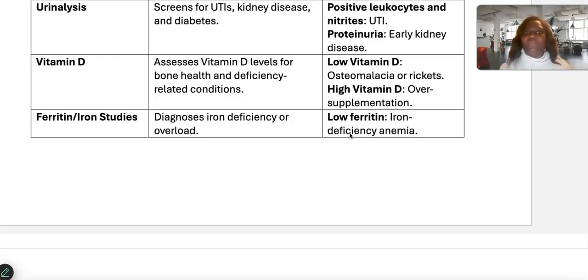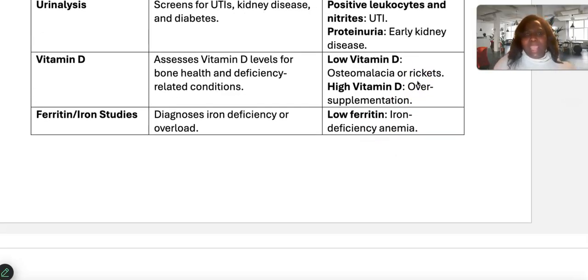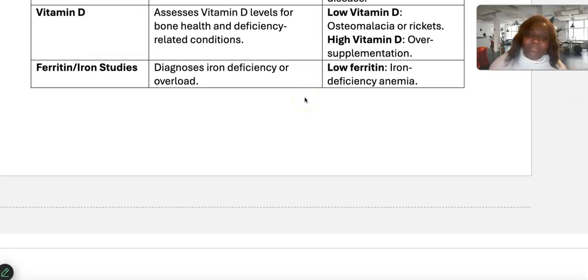Urinalysis screens for UTI, kidney disease, and of course diabetes. So now when we have urinalysis, when we have positive leukocytes and nitrites, it definitely means that the patient has UTI. When we have proteinuria, it means it's early kidney disease. And don't get me wrong too, if you have a little bit of protein in your urine, don't drive yourself crazy. People with hypertension who are taking hypertensive medication tend to spill a little bit of protein every now and then. As long as it's not abundant or too much to cause any scare.